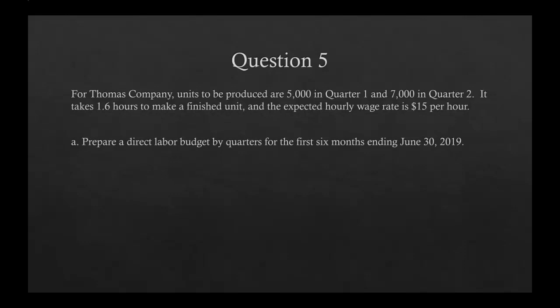Question 5 is going to want a direct labor budget. So it says for Thomas Company, units to be produced are 5,000 in quarter 1 and 7,000 in quarter 2. It takes 1.6 hours to make a finished unit, and the expected hourly wage rate is $15 per hour. So we need to prepare a direct labor budget for each of the quarters for the first 6 months ending June 30th, 2019.